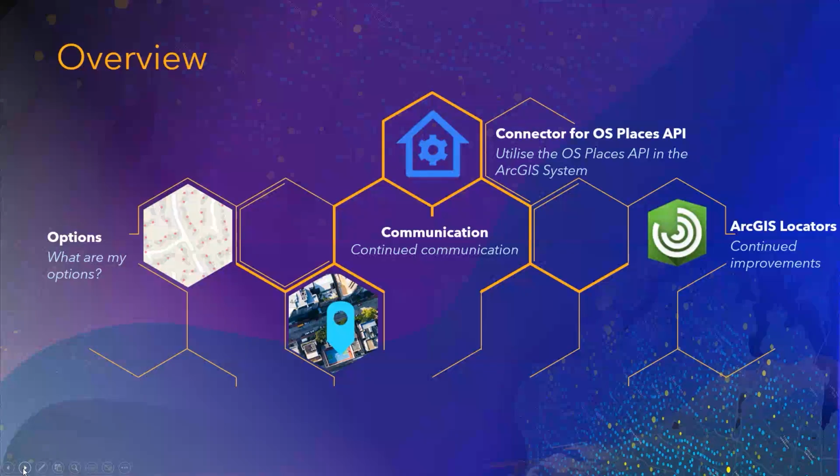We are continuing to make further improvements to these tools, and we will be sharing with you today some of our plans for future releases. We have also been working closely with the Ordnance Survey to help integrate their solutions into the ArcGIS system. In 2021, we released a connector to the OS Places API, which allows you to use this service as if it were an Esri geocoding service. This connector is available free of charge from the ArcGIS Marketplace.